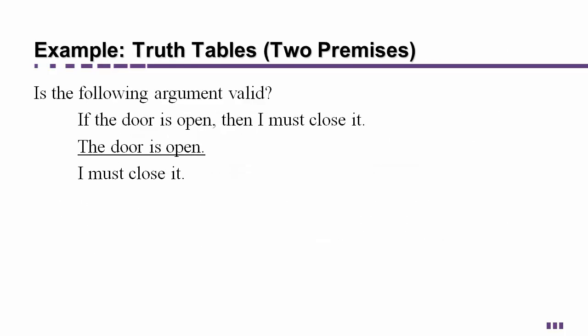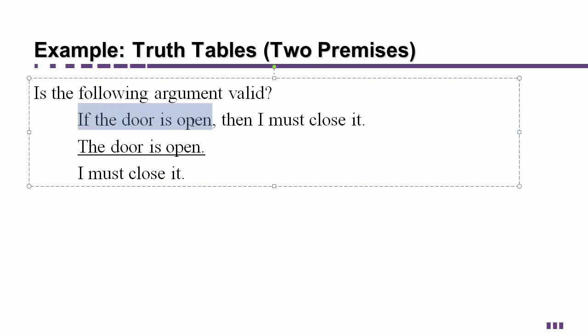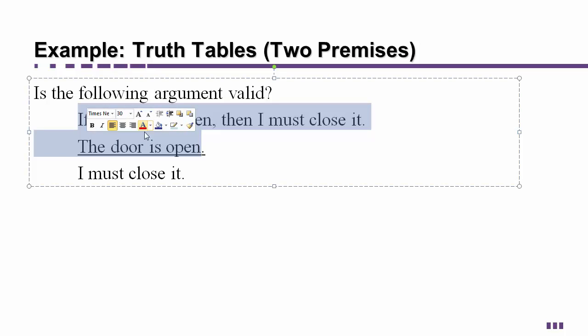Okay, let's look at our first example. So is the following argument valid? Well, we got, if the door is open, then I must close it. The door is open, and then the line, conclusion, I must close it. So can you see how the first two lines are all the bits and pieces that we're going to put together with conjunctions, and then we're going to have, if all of this, then the bottom.